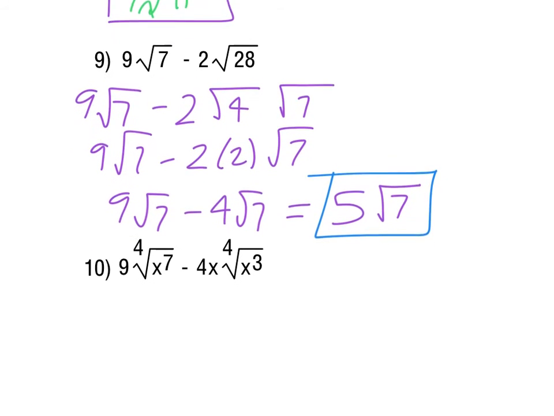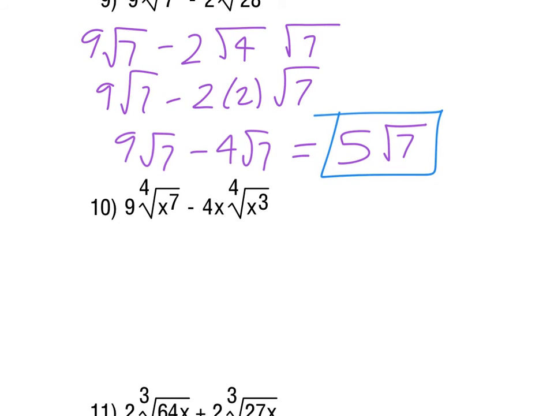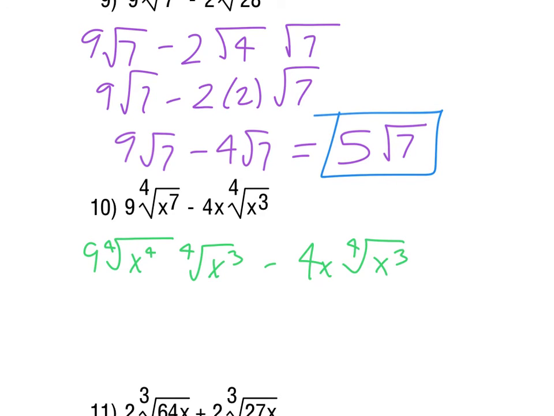Number 10, similar problem. That 4th root of x to the 7th will simplify. So we can split that radical up as the 4th root of x to the 4th times the 4th root of x cubed, minus the 4x times the 4th root of x cubed. The 4th root of x to the 4th would just be an x. We still have the 4th root of x cubed minus 4x and the 4th root of x cubed.